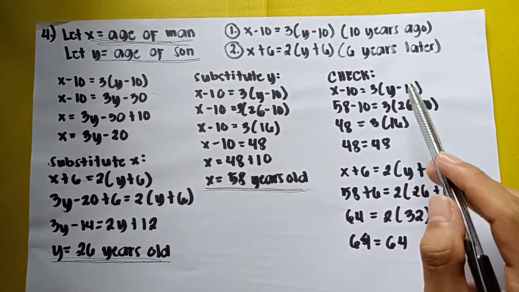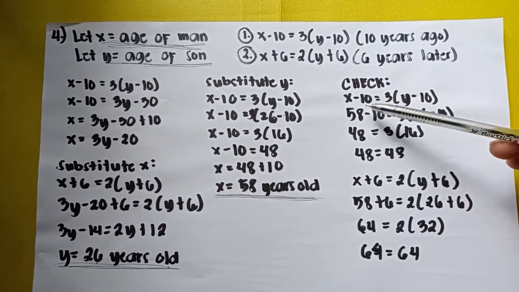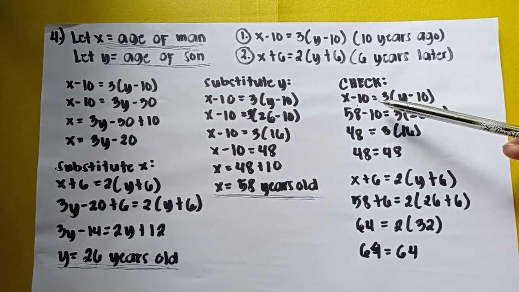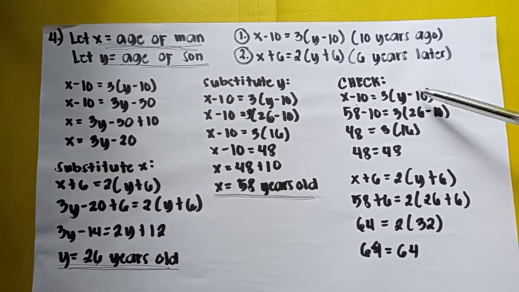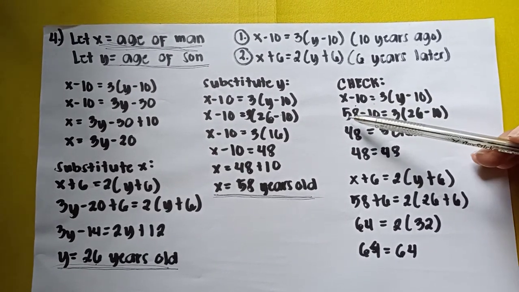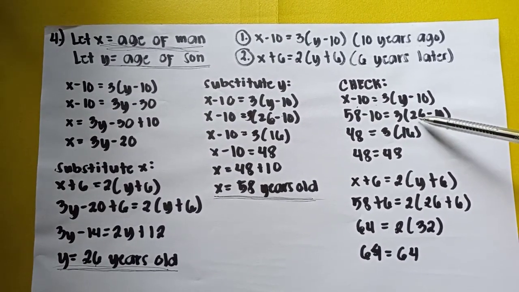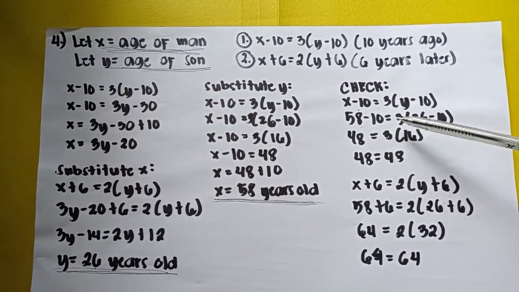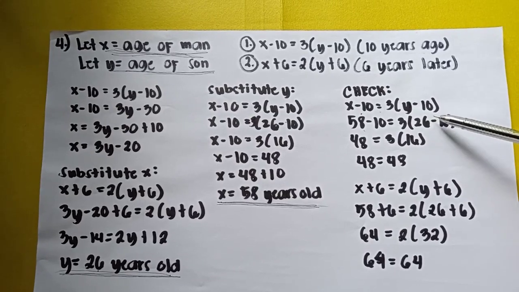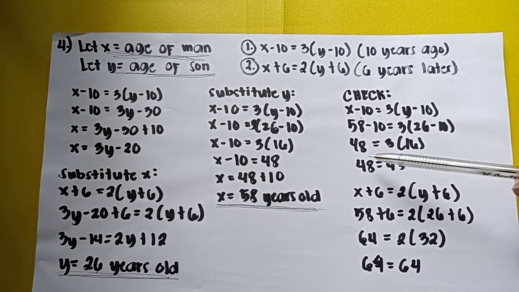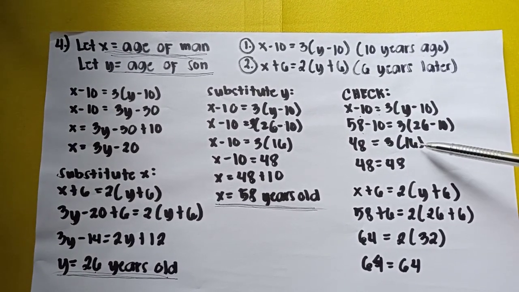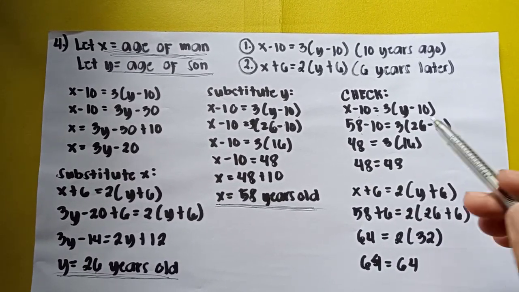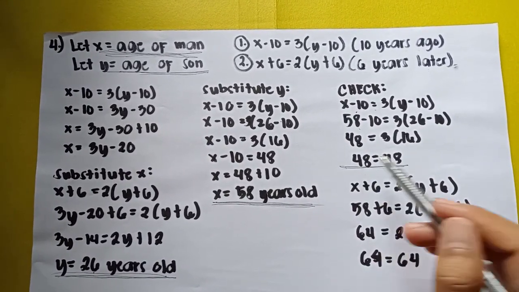Then to check if the answer is correct, x minus 10 equals 3 times y minus 10. Substitute the value of x and the value of y. 58 minus 10 equals 3 times 26 minus 10. 48 equals 3 times 16. 48 equals 48, it is correct.